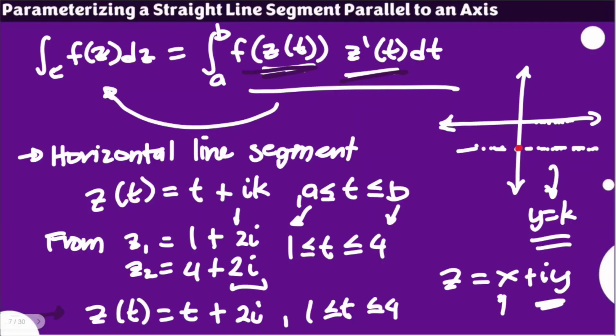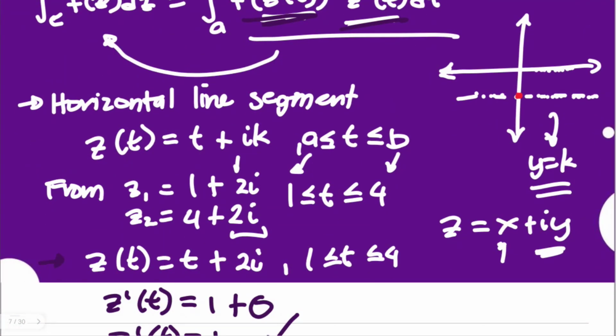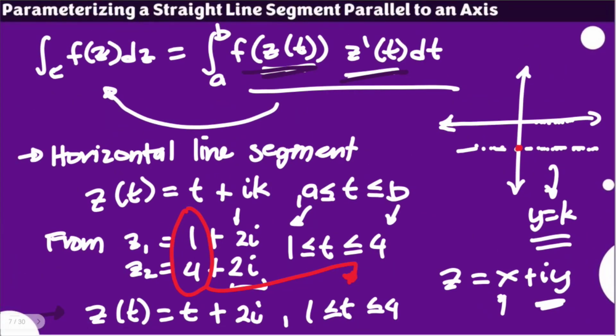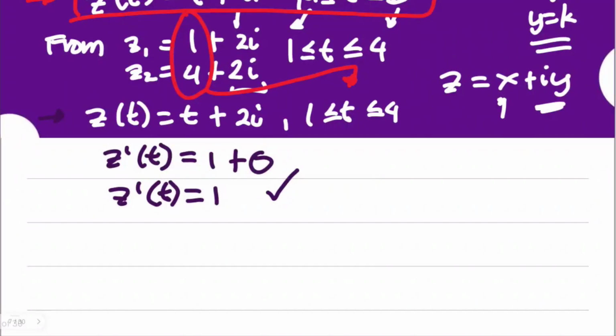And then your a and b again are the values integrated by this changing values of your real part. That's for the horizontal line segment. I would like you to focus here. This is actually its form. Now, what if we have a vertical line segment?